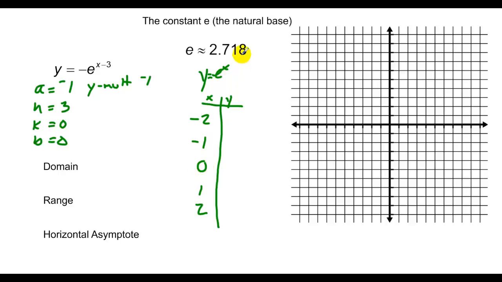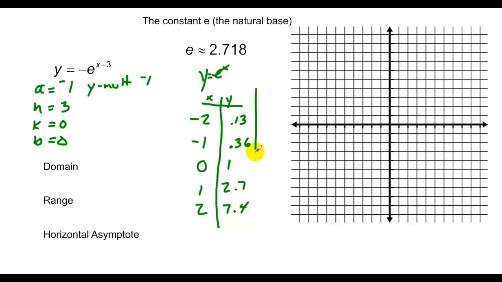0 is actually the easiest number to pop into this function. So we go e to the 0. Anything to the 0 power is 1. E to the first is just e, so that's 2.7. If I go e to the second, again, I'm going to plug that into my calculator, which is approximately 7.4. E to the -1, which is 1 over e, is about 0.36. And e to the -2 is about 0.13.